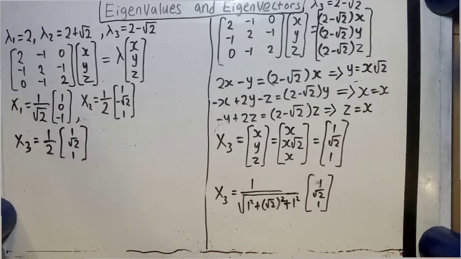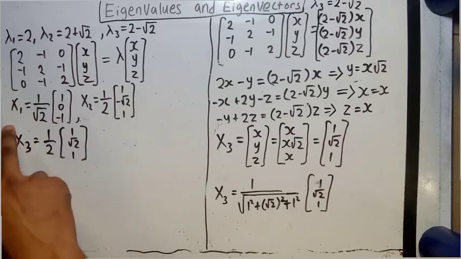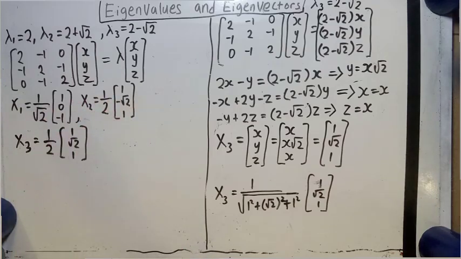Okay. So finally we got the 3 normalized eigenvectors and 3 eigenvalues. Wow. But I hope you walked this journey with me. I hope it wasn't boring.